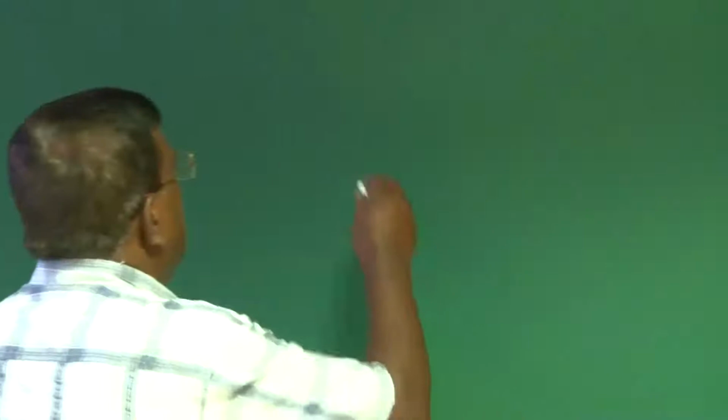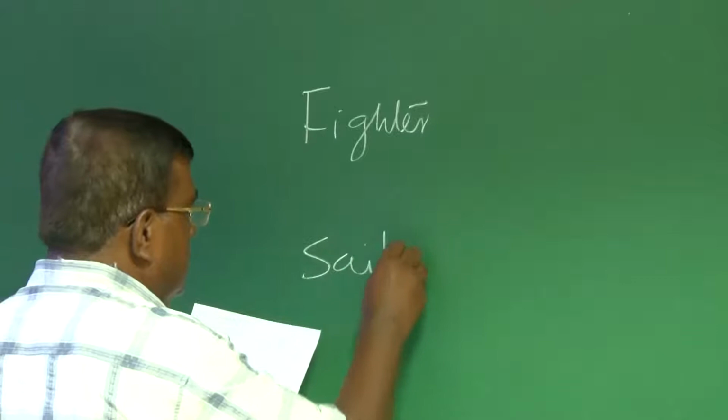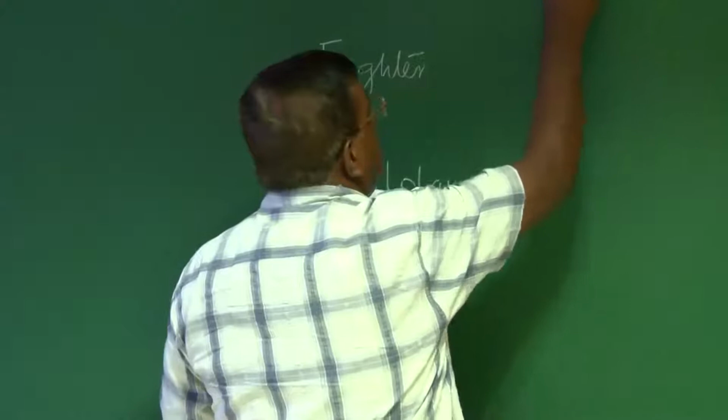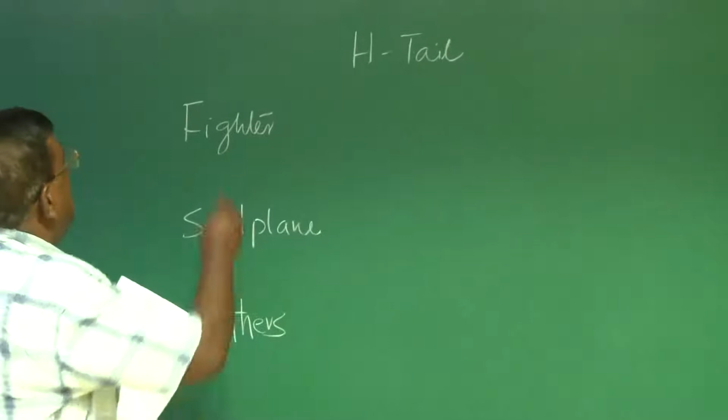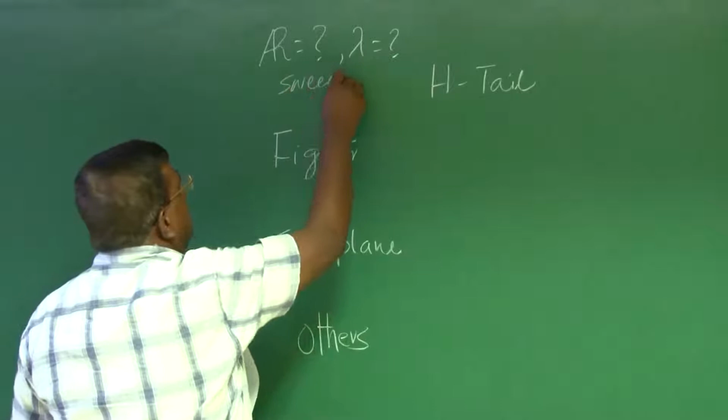To complete the horizontal tail and vertical tail with some historical numbers, please make a note on this. If I write fighter, sailplane, and let's say others, and here I write horizontal tail, what I am trying to give you are some numbers where you will know the aspect ratio of the tail, or lambda of the tail, or sweep of the tail, historically being used. So that gives a good feel for the designer.